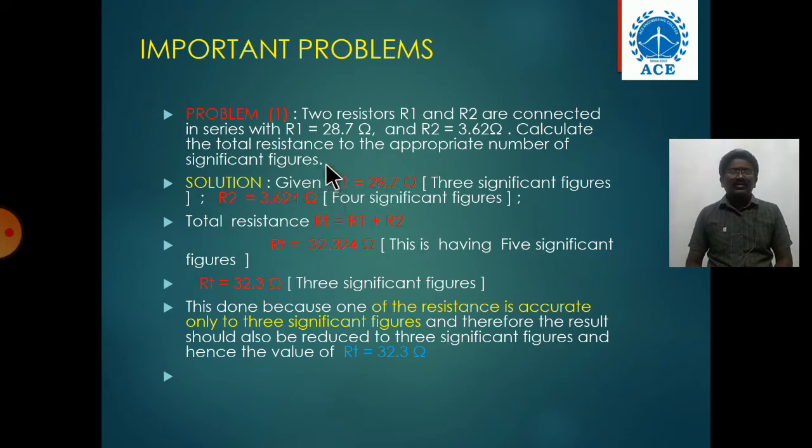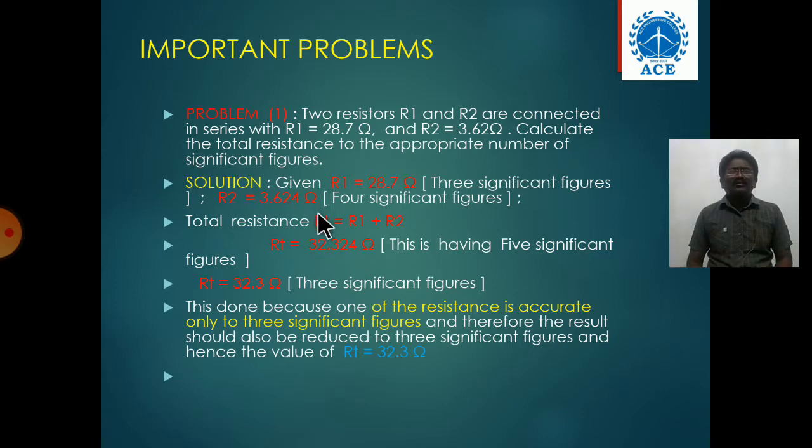So now you have to calculate significant figures. Write the solution. Given R1 is equal to 28.7 ohms. This has 3 significant figures. Next, given R2 equal to 3.62 ohms.